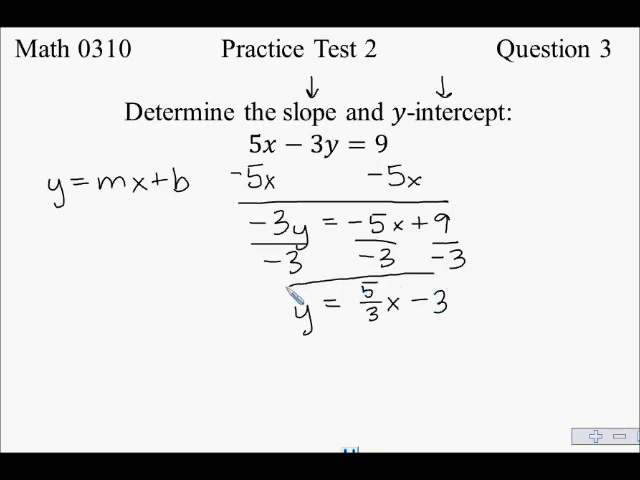So this is now in our slope-intercept form. We can see that this is going to be our m. So m is 5/3. And our b is going to be a negative 3. So in other words, our slope is 5/3. Our y-intercept is negative 3. And this is answer choice D.